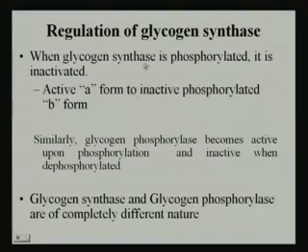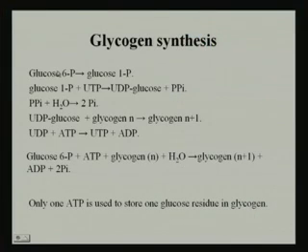So, glycogen synthase plays a significant role in glycogen synthesis. Now, if we see the glycogen synthesis, glucose 6-phosphate becomes glucose 1-phosphate. Glucose 1-phosphate in the presence of UTP produces UDP glucose and PPi. This pyrophosphate in the presence of water gives inorganic phosphate. UDP glucose now supplies glucose moieties to the glycogen, and glycogen n becomes glycogen n plus 1, and in this way UDP glucose increases the chain length of the glycogen.